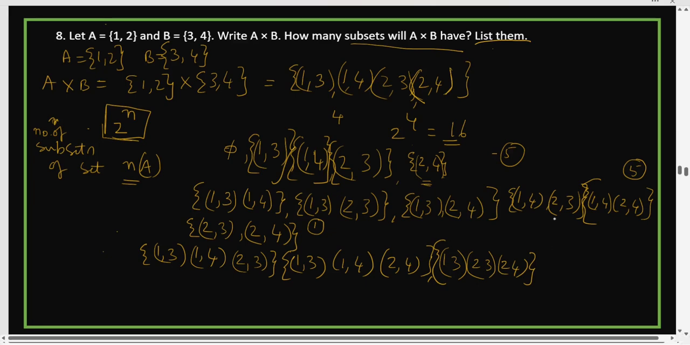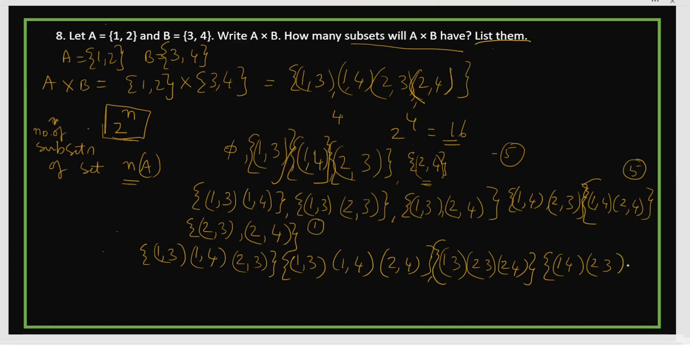Next one: 1 4 will make a pair with the other two, 2 3 and 2 4, which is the triplet, the three-element set. Okay, this three. Now the rest, if you take 2 3, it will be repeated: 2 3, 2 4, 1 3, 2 3, 2 4.